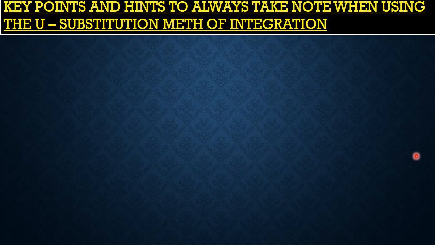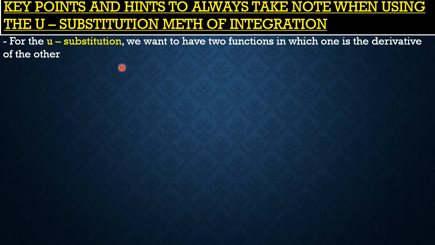Great, friends. Now let's look at the key points and hints to always take note of when using this method. For the u substitution method, we want to have two functions in which one is the derivative of the other. Friends, note, I didn't say that one is the exact derivative of the other. That's the first point.